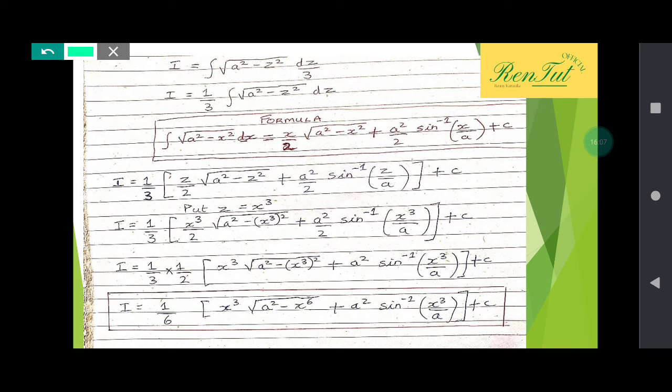And now we will talk about the inside. Once the 1 by 2 goes, x cube is the remainder, after that under root of a square minus x cube square, and then a square sine inverse of x cube divided by a, plus c, outside the square bracket. This is our final answer: I is equal to 1 by 6 times x cube under root of a square minus x cube square, plus a square sine inverse of x cube divided by a, plus c. So we have reached the final answer.